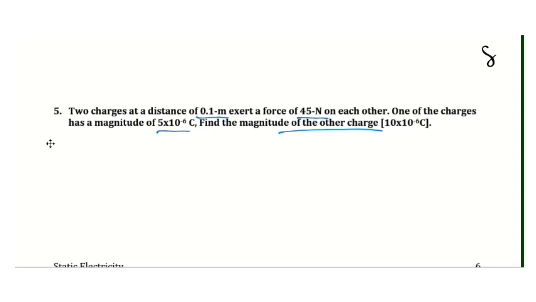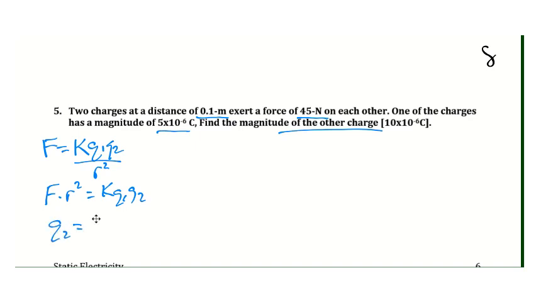So what I would recommend you doing is writing Coulomb's law. The force between two charges is equal to the constant times charge 1 charge 2 over the distance between them squared. In this case, we're looking for the second charge, so I'm going to isolate this equation for charge 2. So my force times the distance between them squared equals k, q1, q2. I'm going to divide both sides by k and divide both sides by q1 to get q2 is equal to the force, distance between them squared, all over the constant times charge 1.